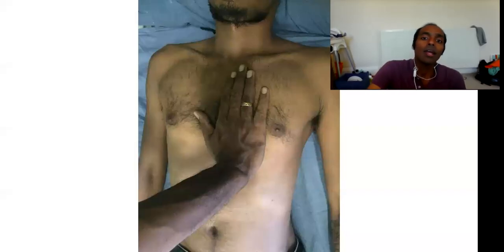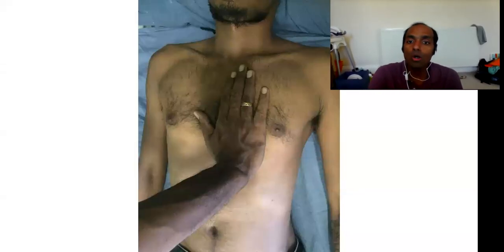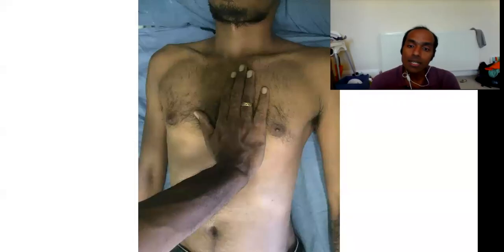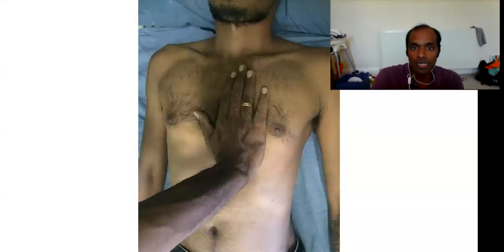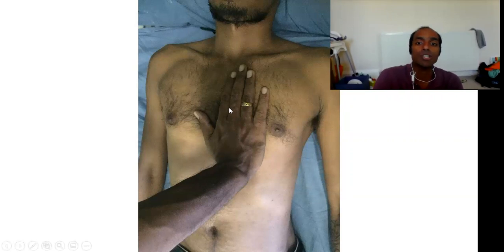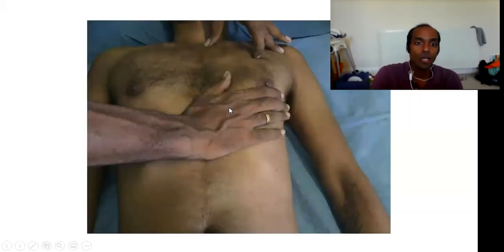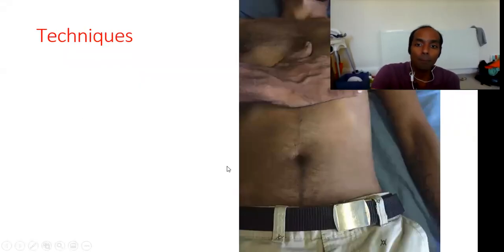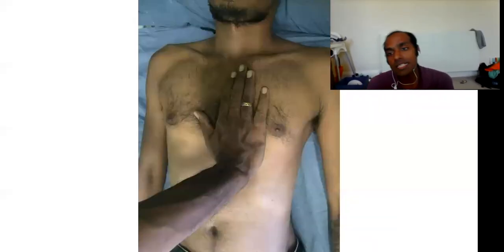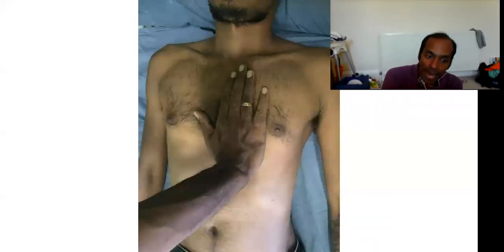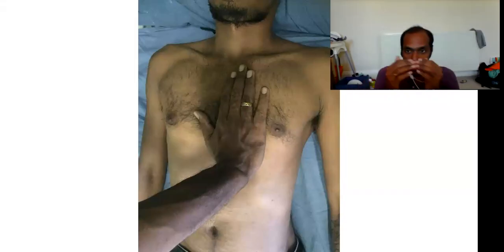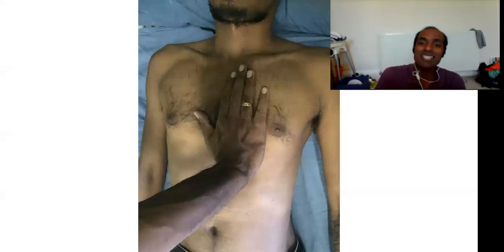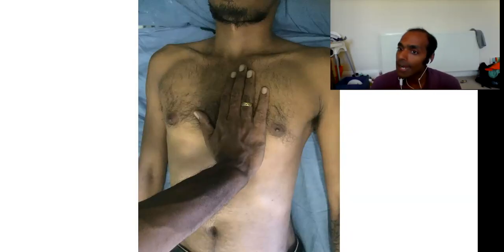Okay. In this picture, I have shown you how to examine for a parasternal heave. Parasternal heave basically means a palpable cardiac impulse along the left sternal edge. So in your palpation, thrills would be next, and then parasternal heave is just a palpable cardiac impulse along the left sternal border. This indicates right ventricular hypertrophy. What the meaning of it is, the left parasternal heave indicates hypertrophy of the right ventricle, because that is anatomically what underlies this area.